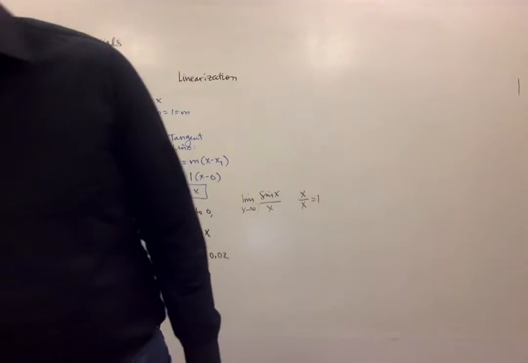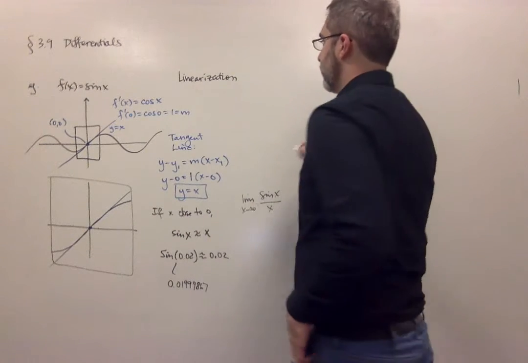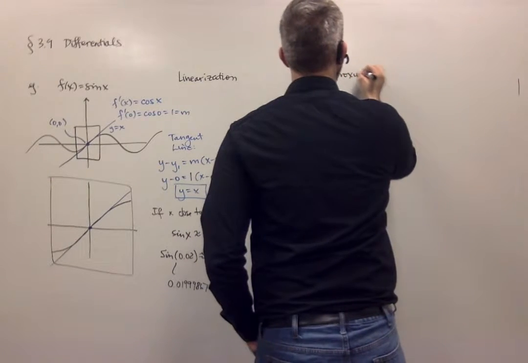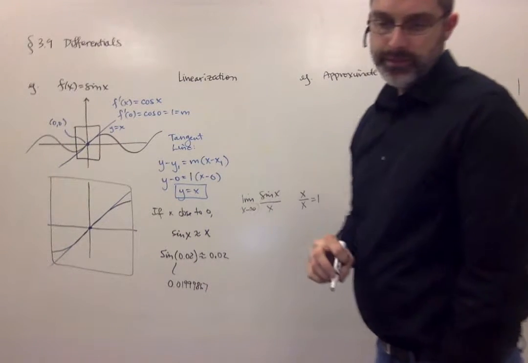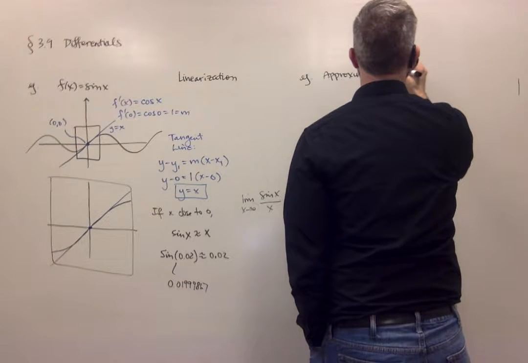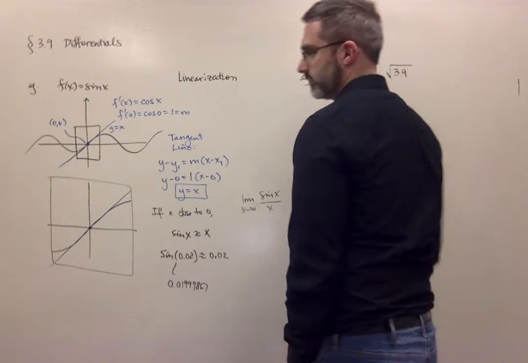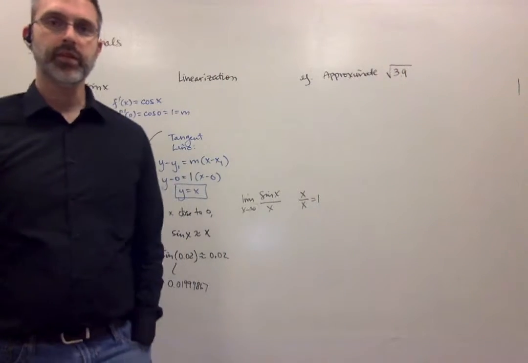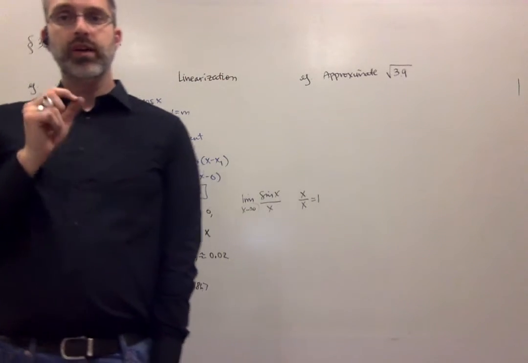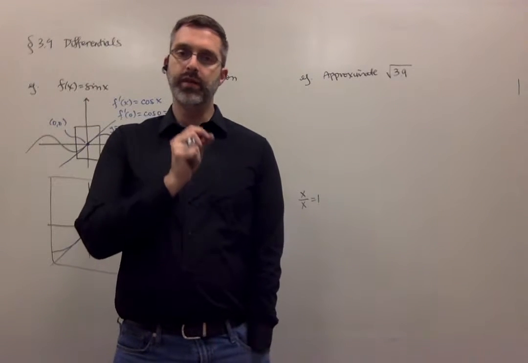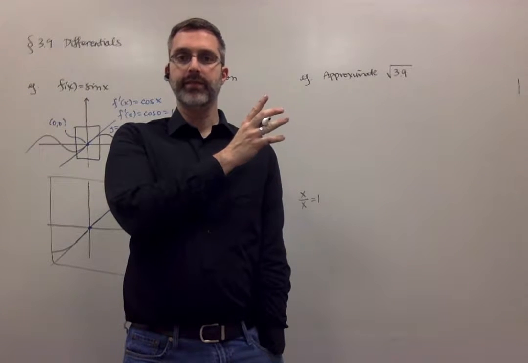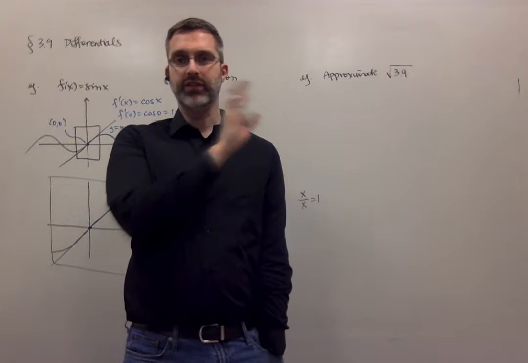Okay, so let me give you another example problem here. I want to approximate the square root of 3.9. Now, the thing that you need to think about here is what function are we dealing with, and what point are we plugging in, and what point is nice to plug into that function that's nearby.